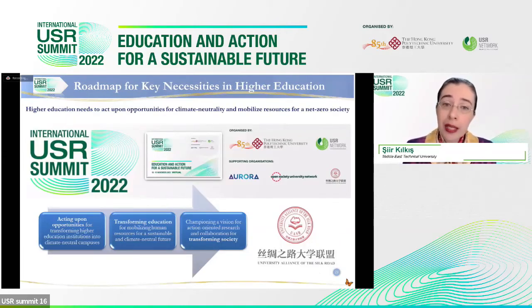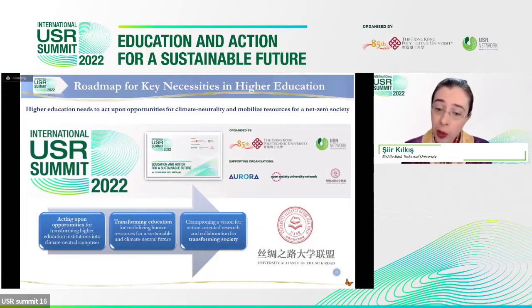When we look at a roadmap for the key necessities in higher education, we can say that there are three basic strategies. First, we need to act on the opportunities for transforming higher education institutes into climate neutral campuses, and participatory education workshops engaging the student ideas are a very promising way of making this happen, so we can act on the opportunities. Then we can also transform education for mobilizing human resources, because the human resources of today are the leaders of tomorrow and even now. So how we transform the education, the knowledge, the way of finding solutions, they can transform our society for a climate neutral future.